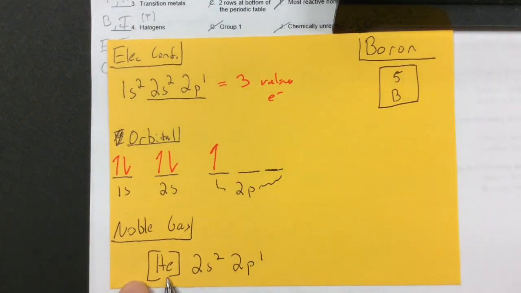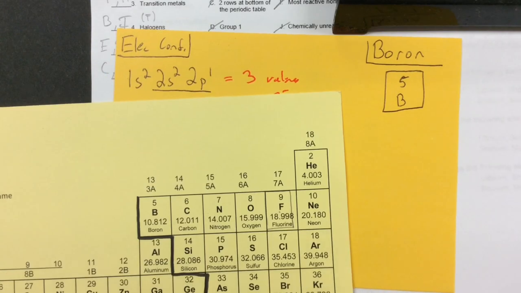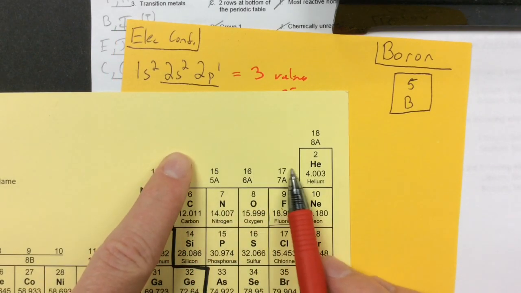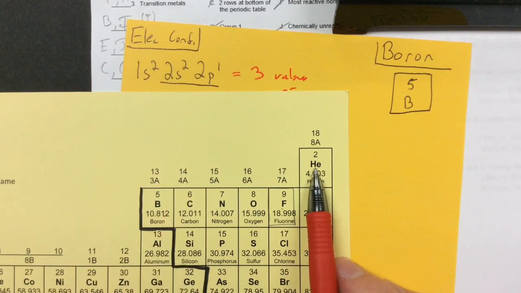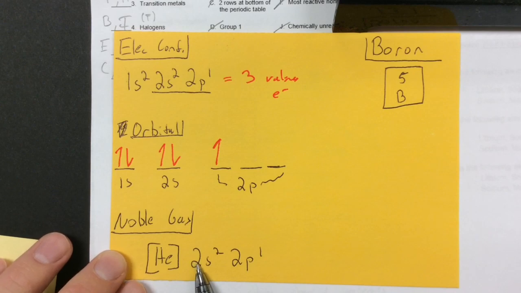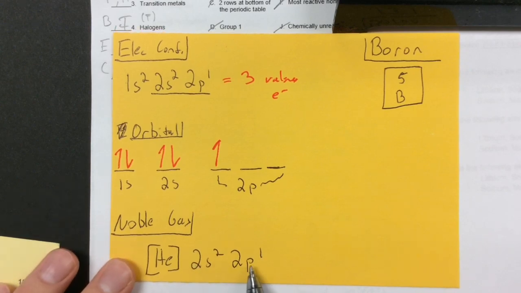And I scroll down here to the noble gas configuration. Same way as we've done the elements previous, I'm going to go up one row all the way to the noble gas and write that down in brackets, which is going to be helium. And then I'm going to continue counting electrons from there, 2s2, 2p1.